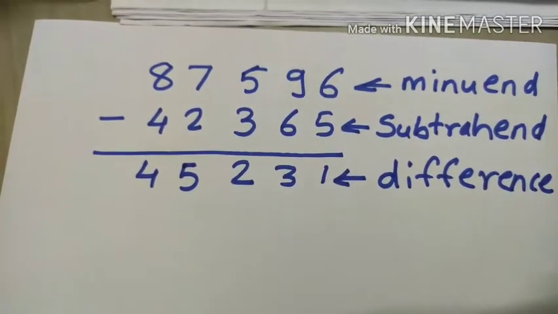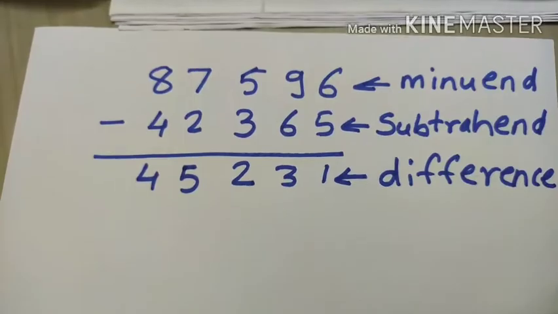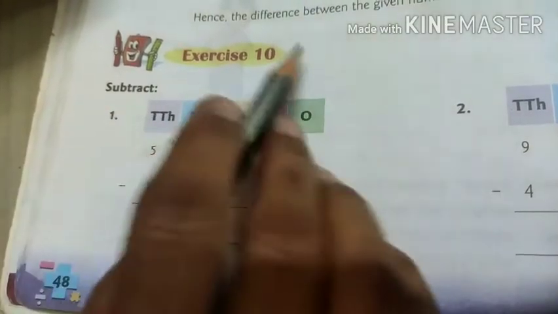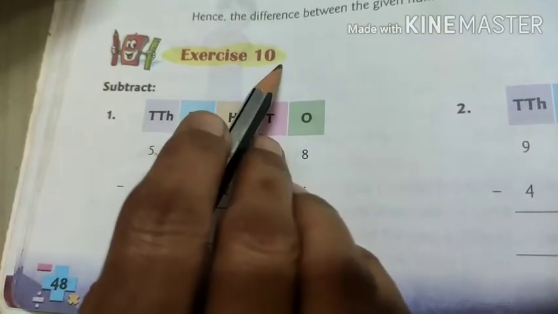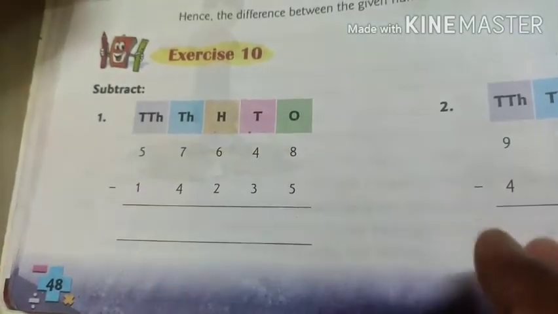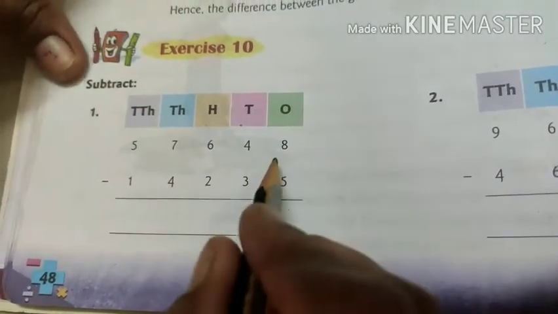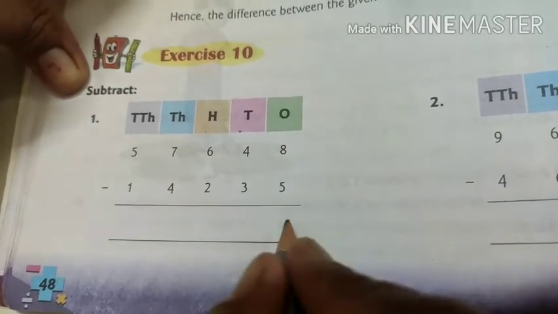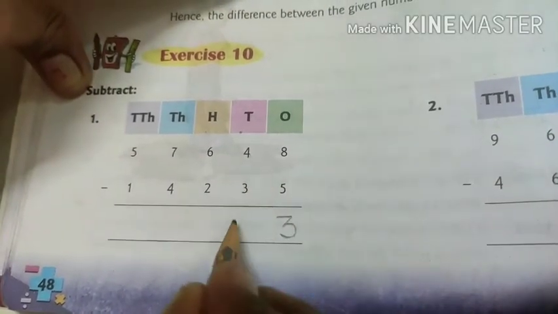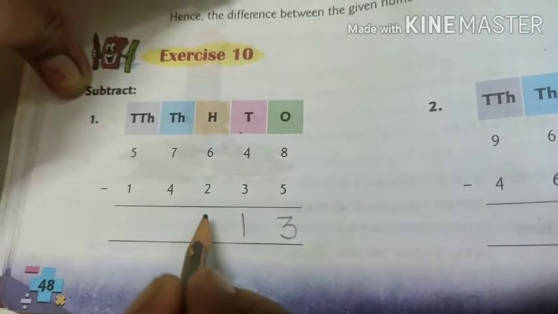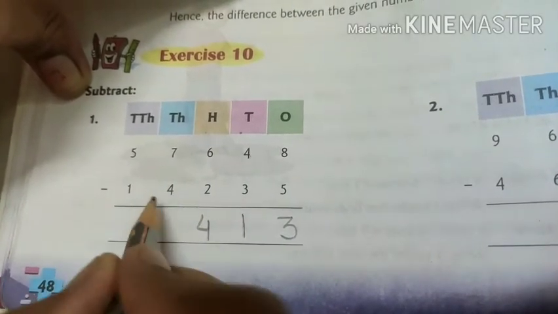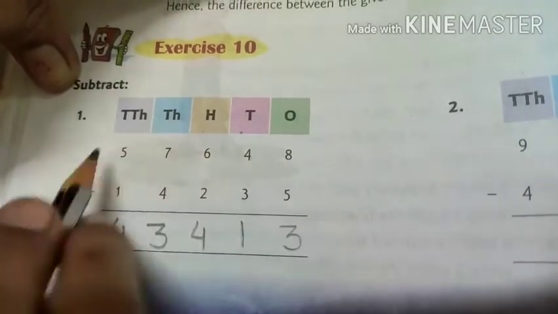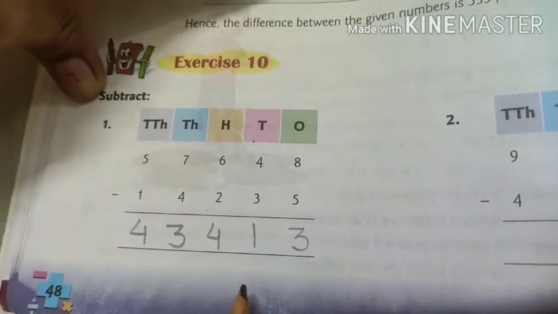Now we are going to see subtraction without borrowing. See students, subtraction without borrowing, we will see some examples from exercise 10. How we are going to solve it. Already you have solved examples like this in third standard also. See now, without borrowing here, you can directly subtract from ones place. So 8 minus 5, 3, 4 minus 3, 1, 6 minus 2, 4, 7 minus 4, 3, 5 minus 1, 4. There is no borrowing here for the above number. Directly you can get the answer.